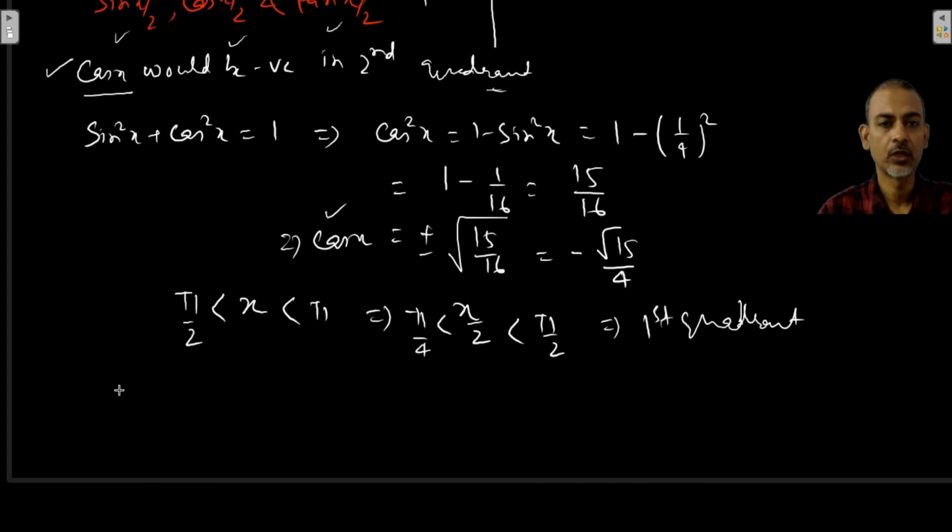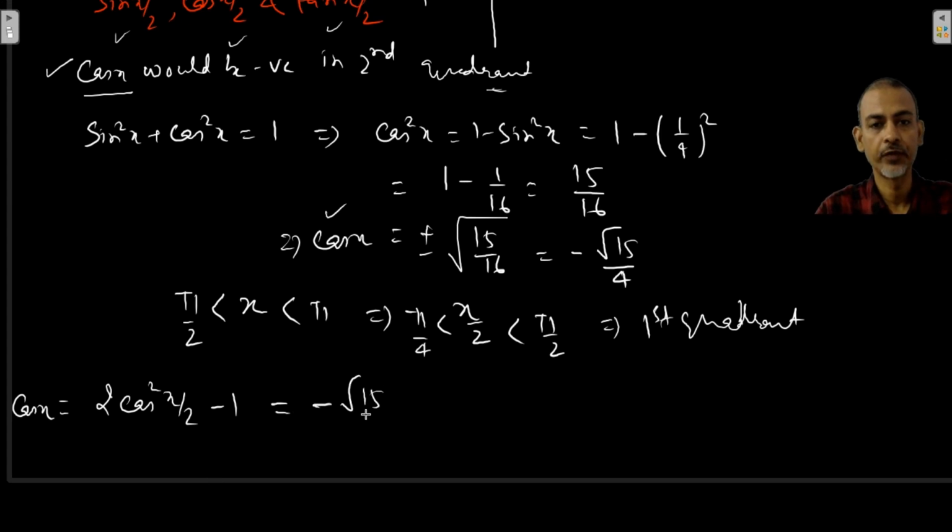So we have got cos x equals minus root 15 by 4. So we'll write 2 cos square x by 2 minus 1. So this is my cos x, right? Just like the other example, cos x is equal to 2 cos square x by 2 minus 1. And this is nothing but minus root 15 by 4. This is what we have figured, right?